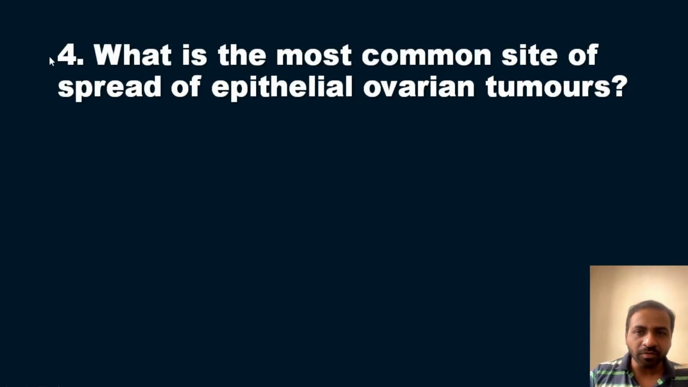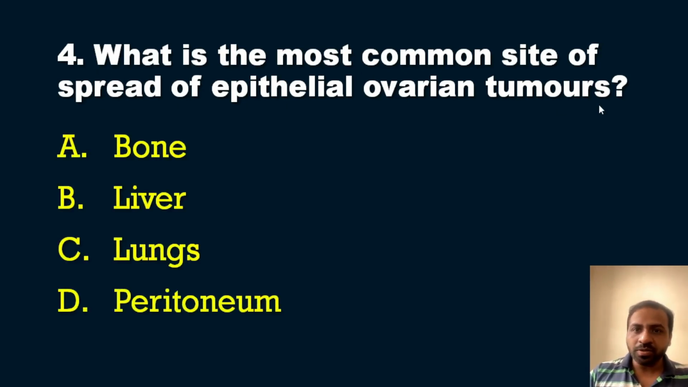Now we will move on to the next question in our series, that is the 4th question. This is from oncology again. What is the most common site of spread of epithelial ovarian tumors? This is a very important question, and it is a little tough also, but try to understand it. The options are: option A, bone; option B, liver; option C, lungs; and final option D, peritoneum.